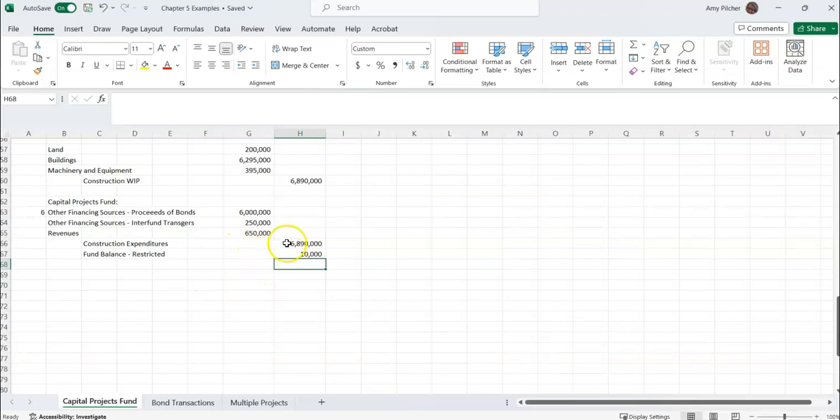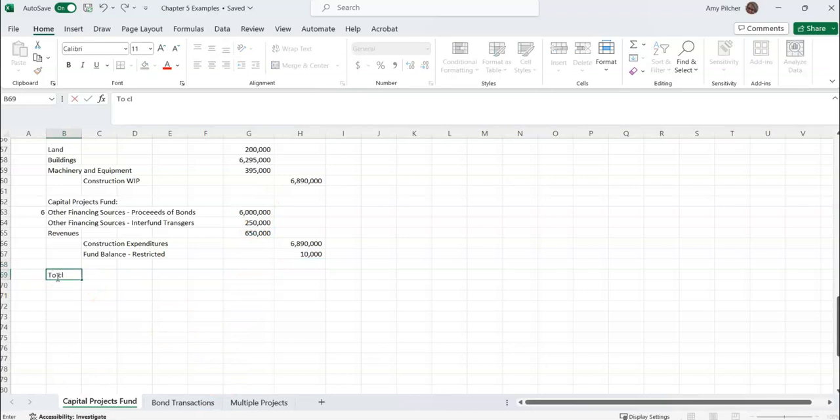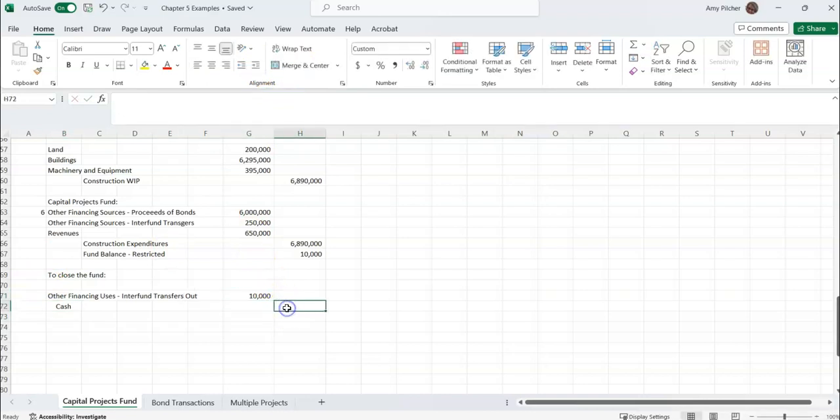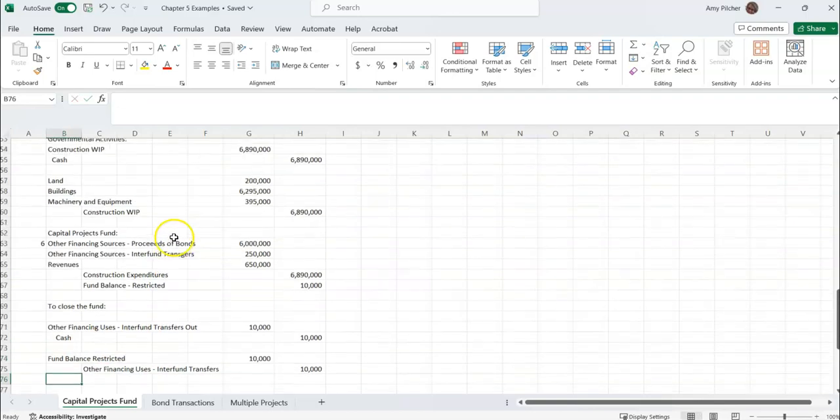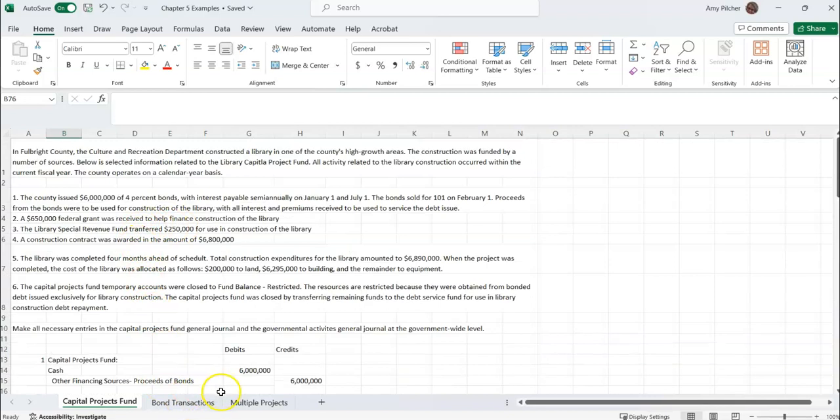Okay, so we're going to close the fund now by moving that $10,000. So we're going to pay cash out to the debt service fund. As I said, we're going to be looking at those in Chapter 6. Okay, so those are the transactions, the journal entries that match these transactions. In the next example, we're going to look at bond transactions.